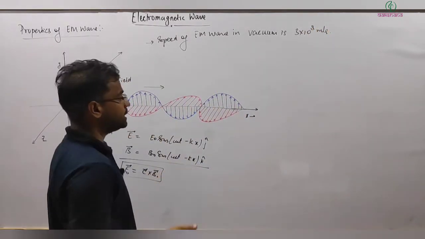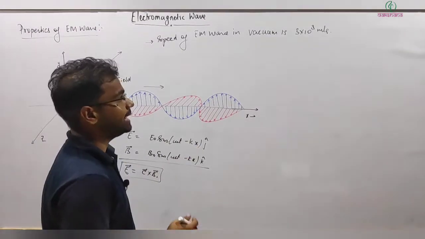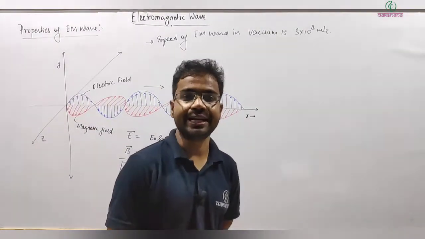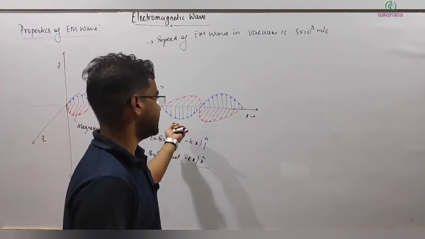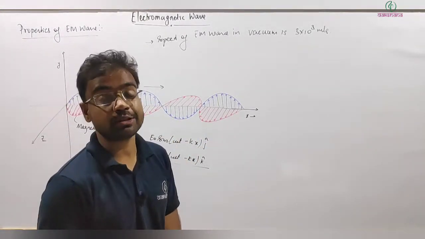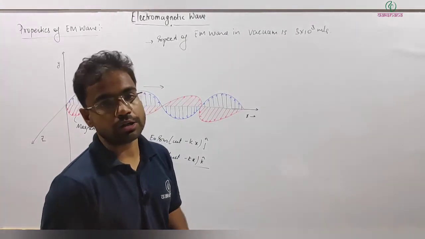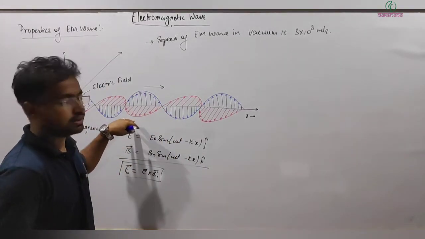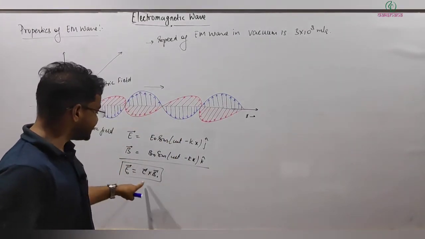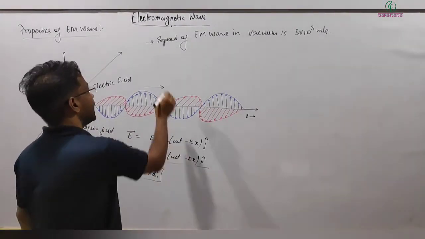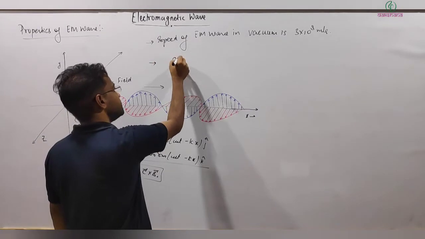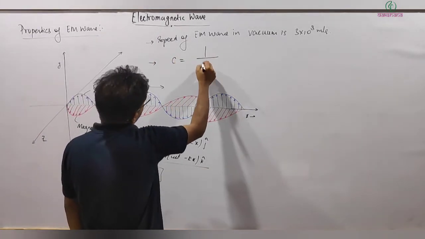In some medium it will be different. Because light is an electromagnetic wave, the property of light is exactly the property of EM wave, and properties of light we have studied a lot, so all those properties are applicable here also. Few things that are different here, I'm noting them here. Another thing is the speed of light, C, is related in this manner.